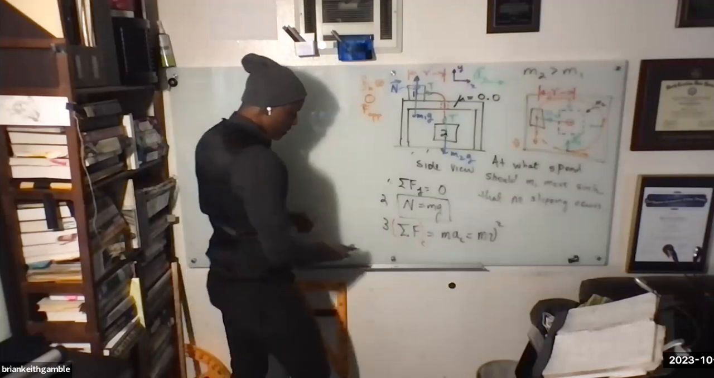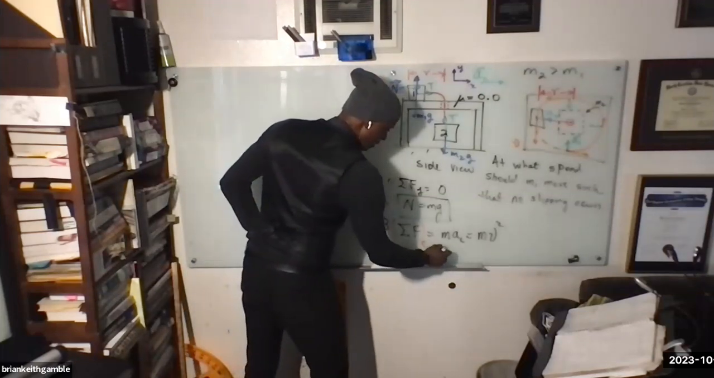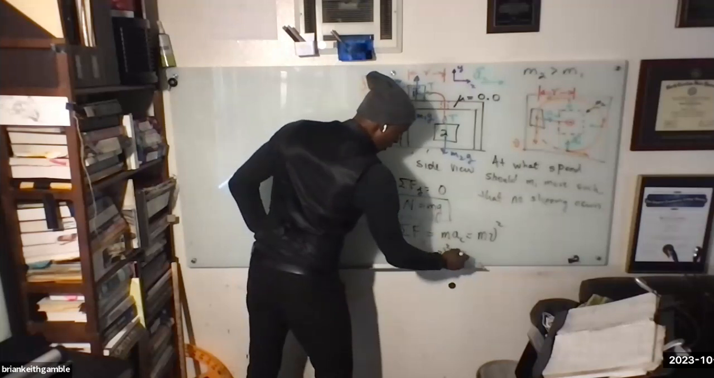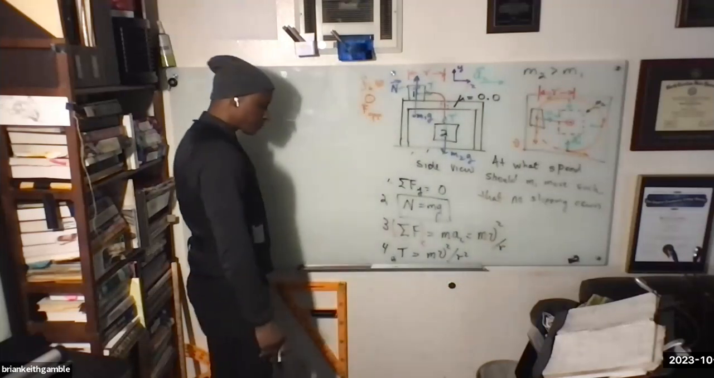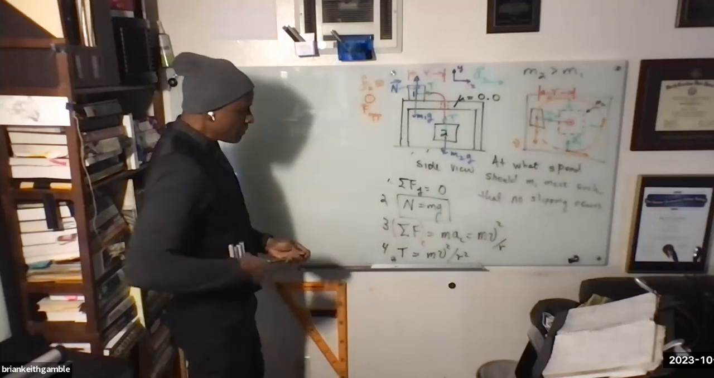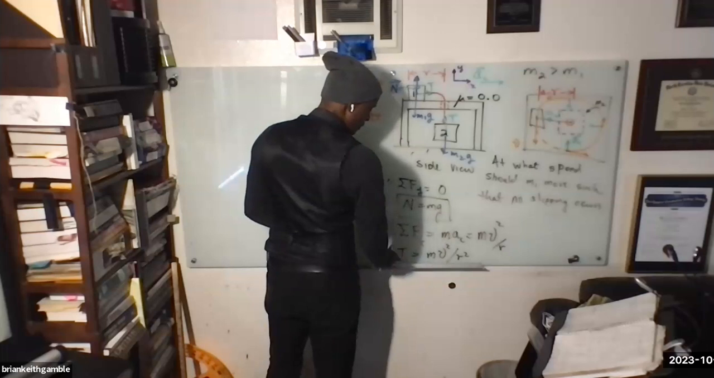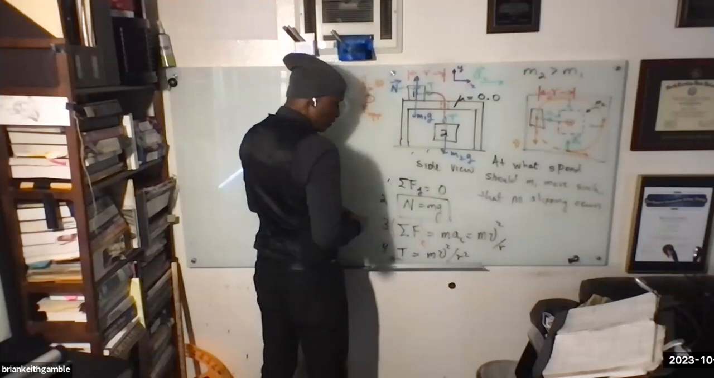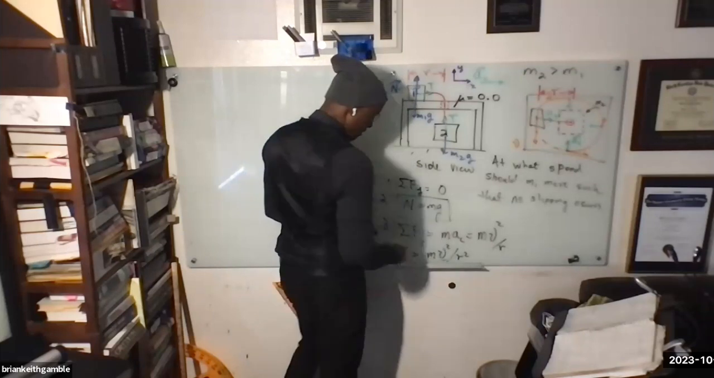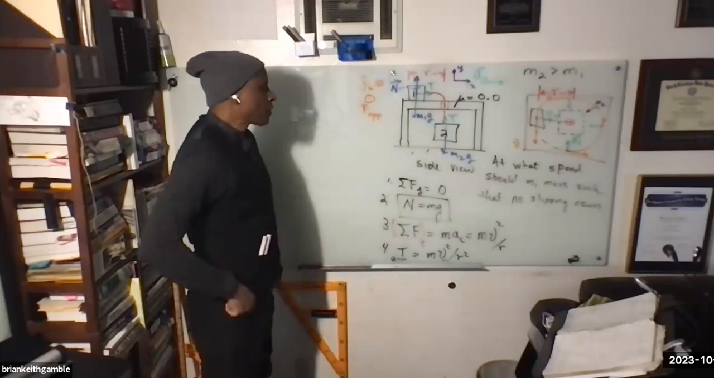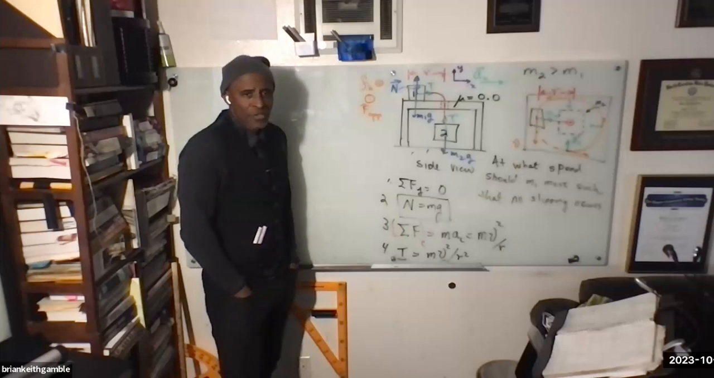So in this case, that means that the tension is equal to mv squared divided by r. Oops, I forgot to put that r. Okay? And that's as far as we can go with that object, because we don't know the tension and we don't know the velocity, the speed.